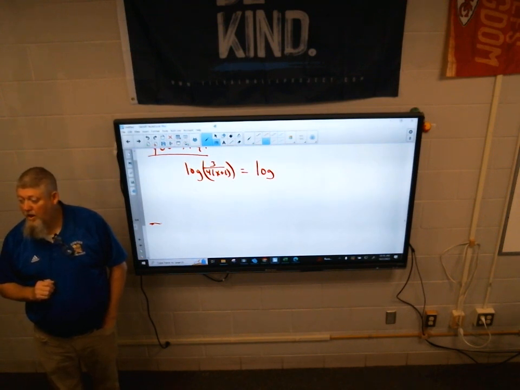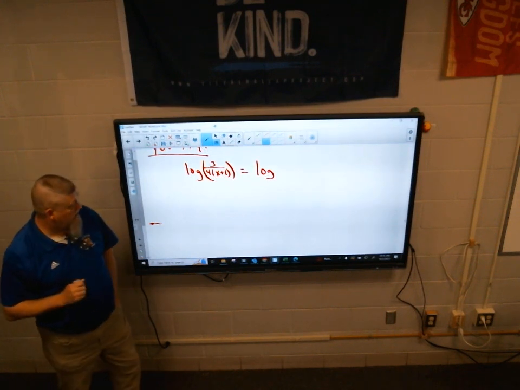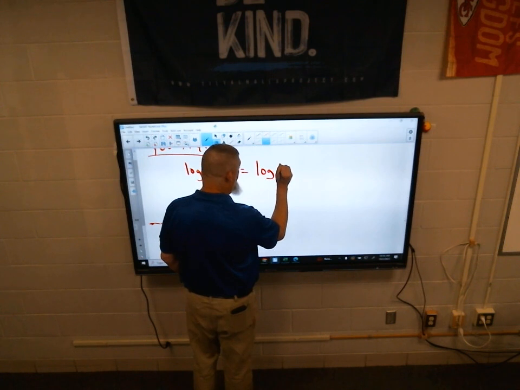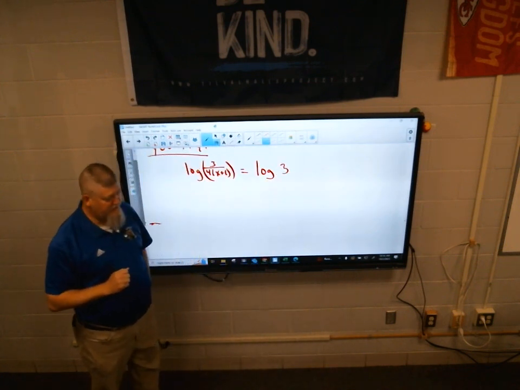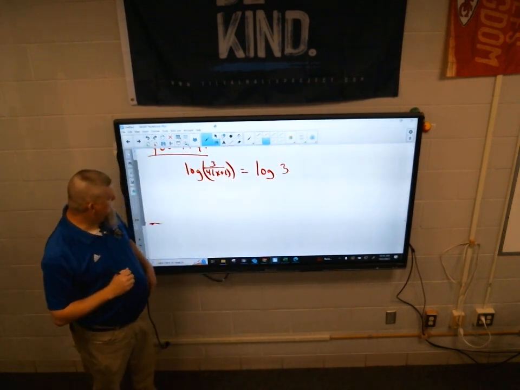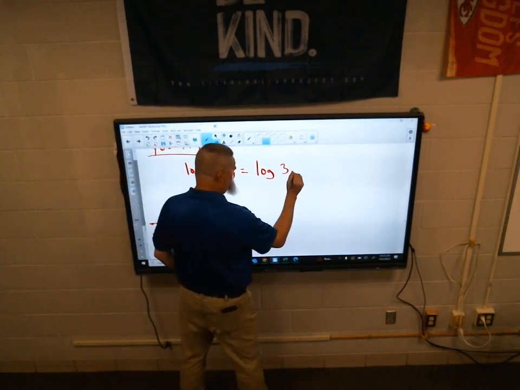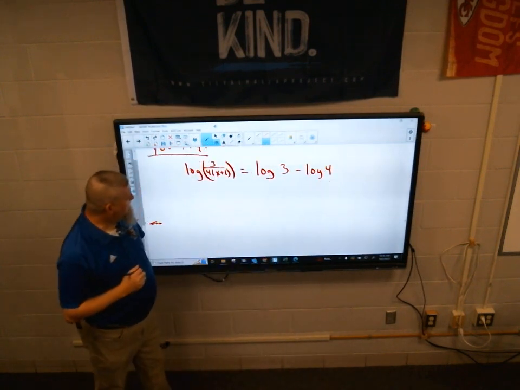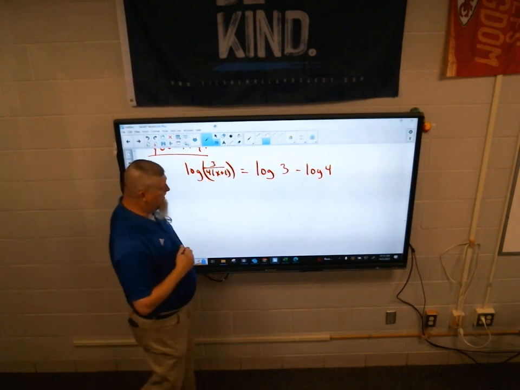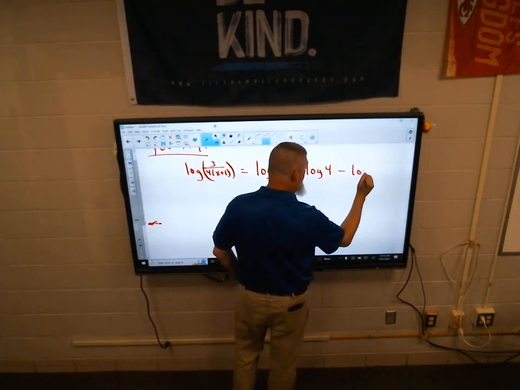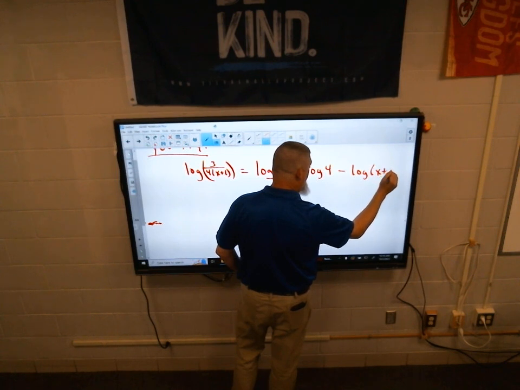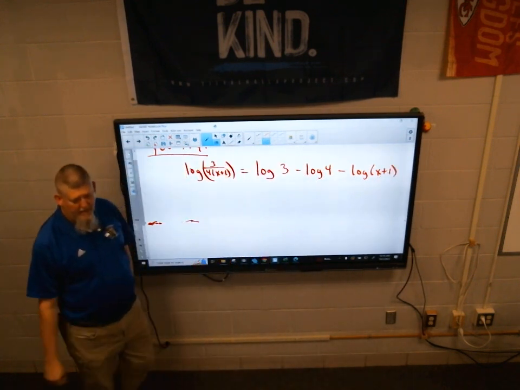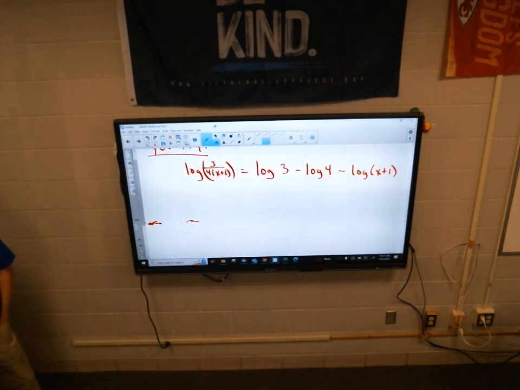Quotient. So log 3, because it's positive, so it's positive log 3. Okay. 4 is in the bottom, so minus log 4. x plus 1 is also in the bottom, so minus log of x plus 1. And there's your answer. You got it?